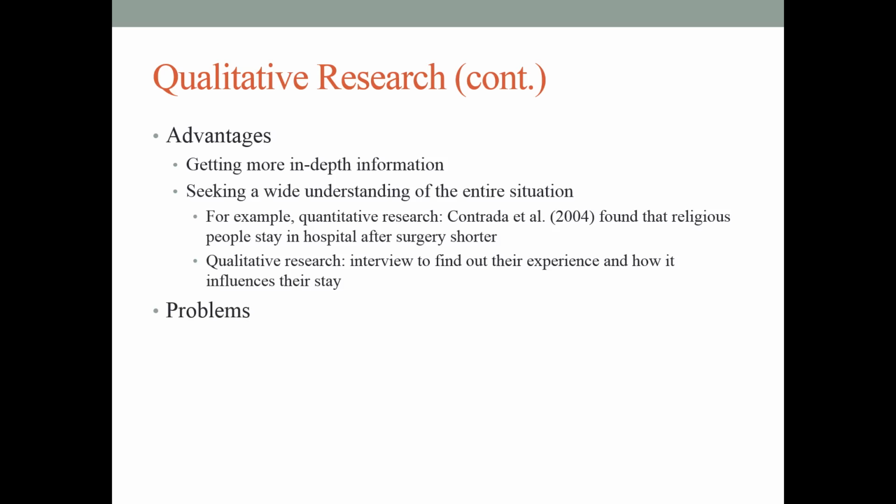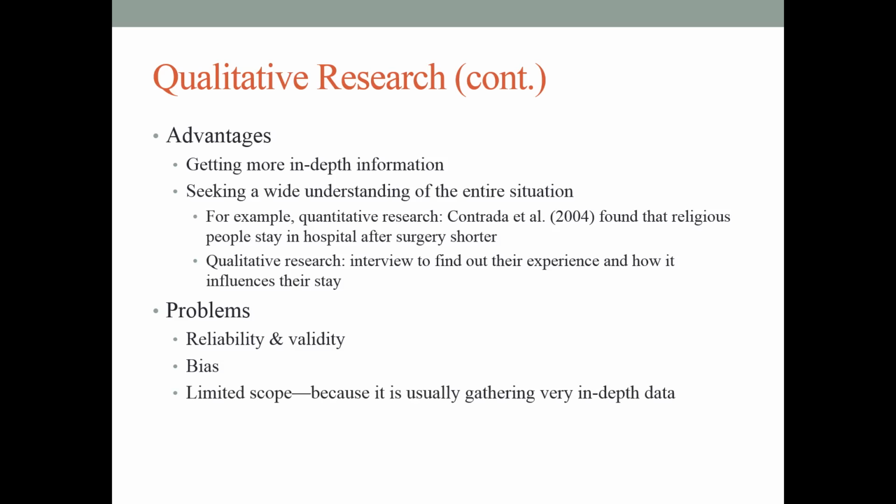All right. Qualitative has some problems. Reliability and validity, because it's all interpreted by individuals, so it tends to have very low reliability and validity. Remember, what are they? Reliability is a consistent result, and validity is measuring what you're supposed to measure. And of course, bias. If you rely on individuals' reports, this is a potential problem. And limited scope, because it goes in depth, right?